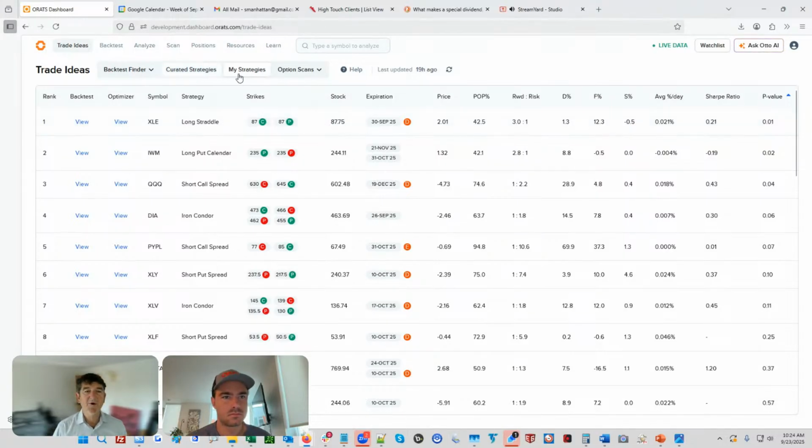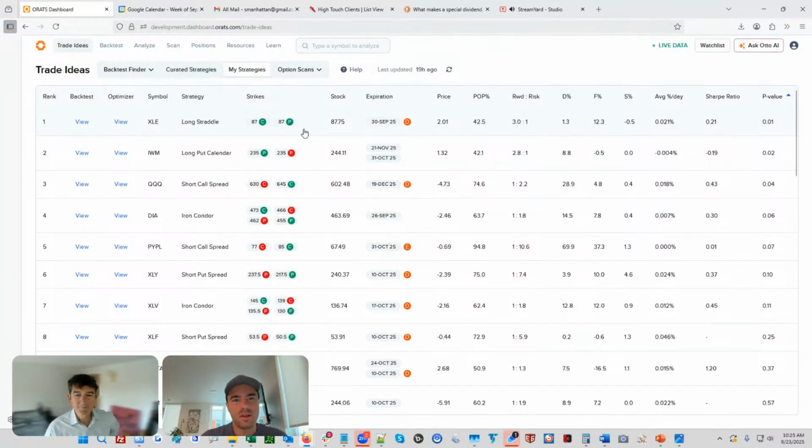So now I've gone from curated to my strategies. Curated, we send out to everybody. My strategies are the ones that you save. I've gone in and made these optimizers and saved the strategies, and again, they will only pop up here when all the constraints are met. So that's how that works, Tyler.